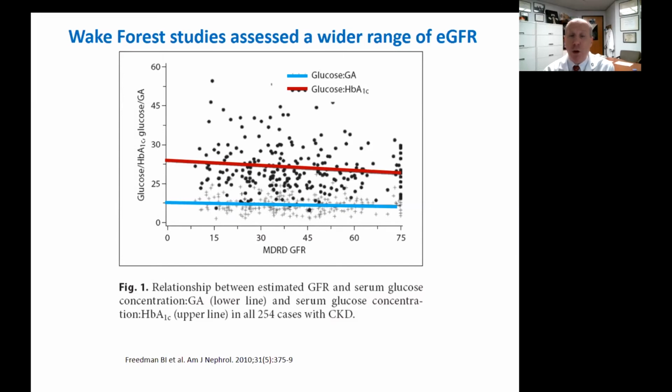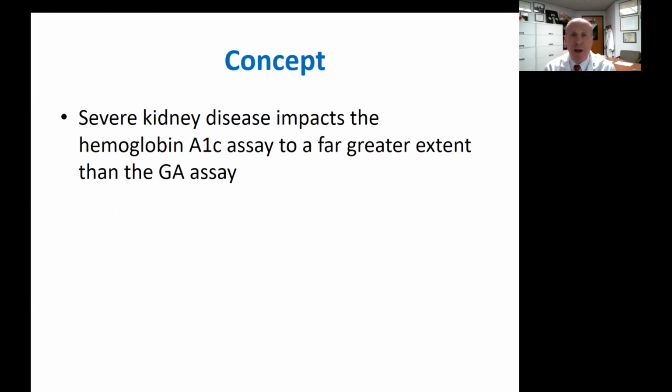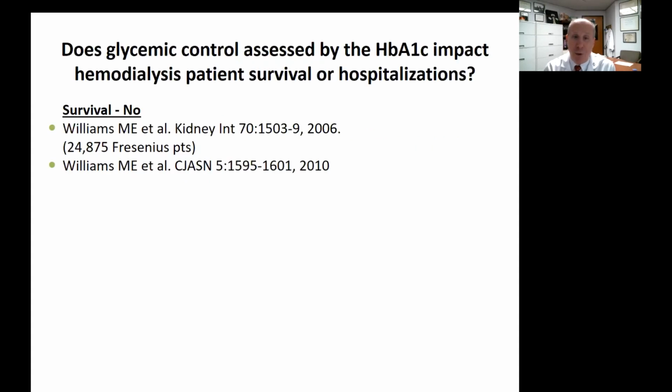Here's the relationship of glucose to glycated albumin. It is nearly a straight line, whether we look at a GFR above 60 to patients on dialysis. There's very little fluctuation in this line, so the relationship of GA is not changed by the change in GFR from 60 down to below 15 on dialysis. So it's not just dialysis patients. And the concept is severe kidney disease impacts the hemoglobin A1C assay to a far greater extent than it impacted the glycated albumin assay.